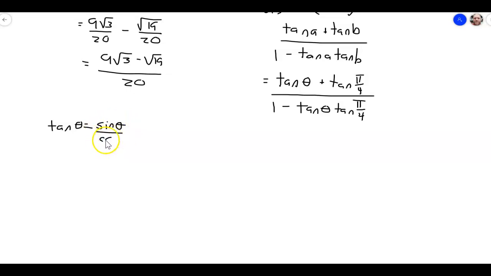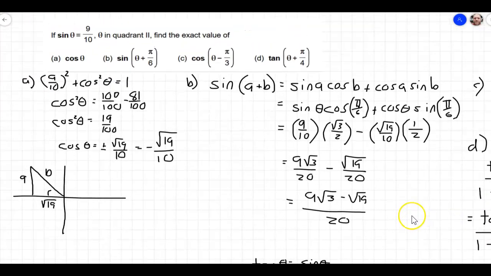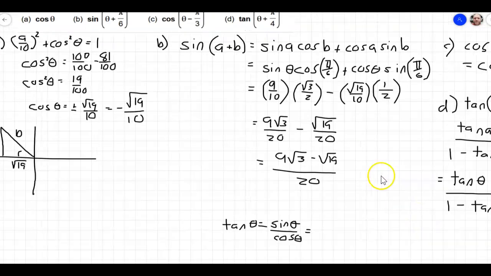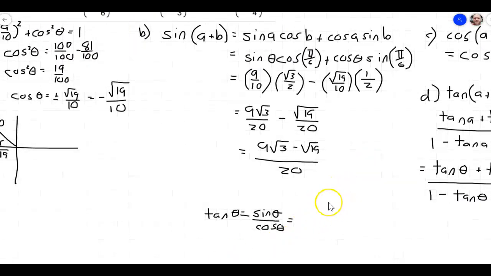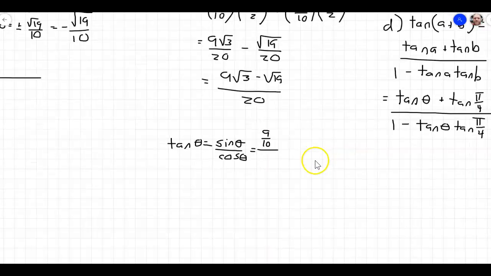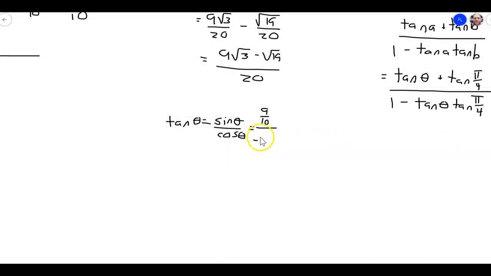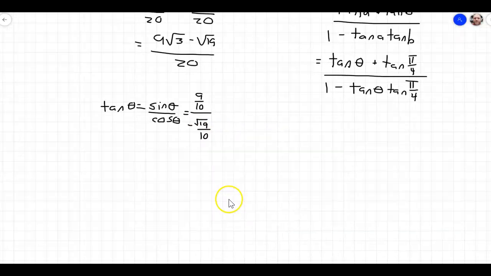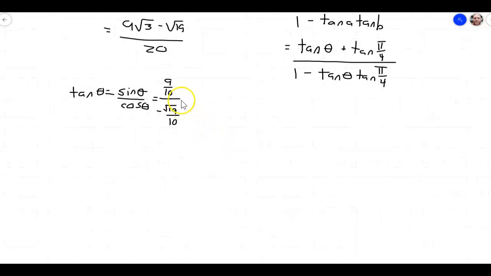Divided by the cosine of theta, by definition, which is equal to, well, let's go back up here, and we already know what these are equal to. The sine of theta is 9 over 10, and the cosine of theta is negative square root of 19 over 10. All right, so let's go ahead and simplify this a little bit.